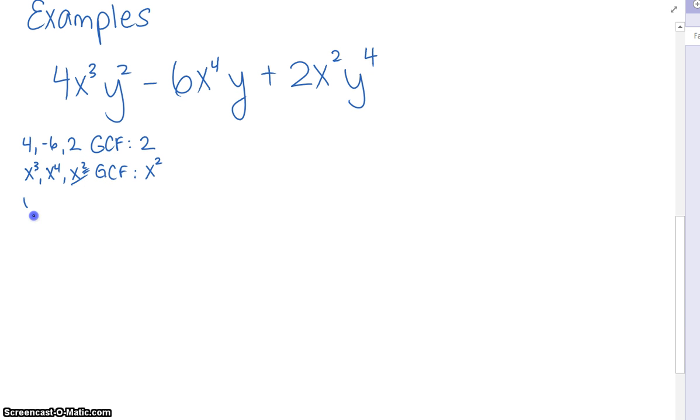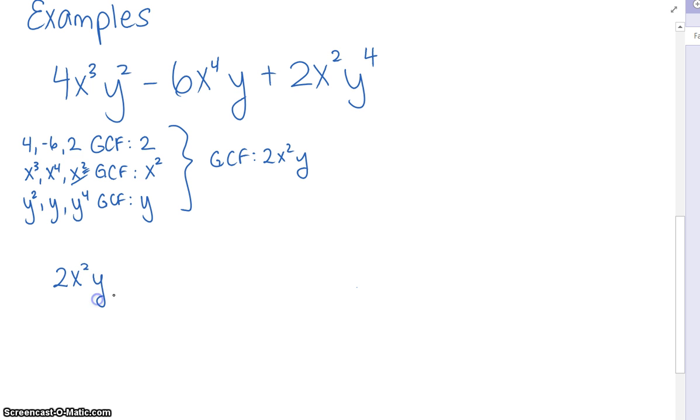If you look at your y terms, y squared, y, and y to the 4th, the greatest common factor of those three variables would be y to the power of 1. So the overall greatest common factor is 2x squared y. Again, you write it outside as a factor, so it's going to become a product statement.